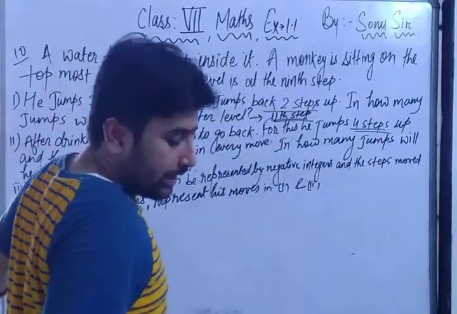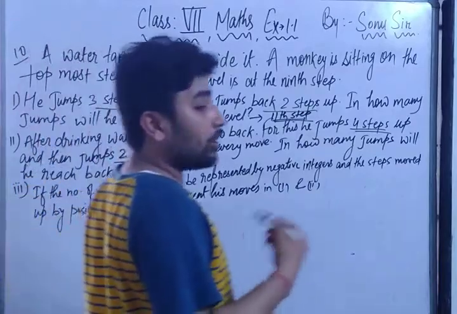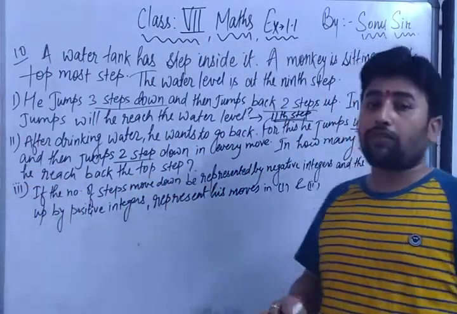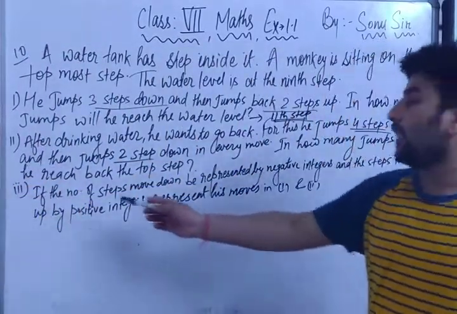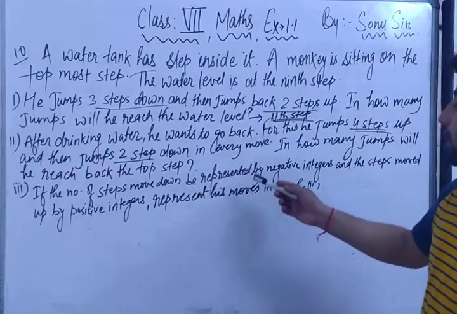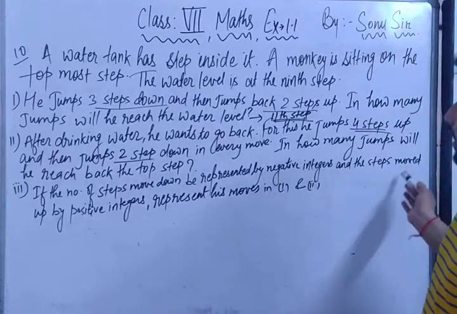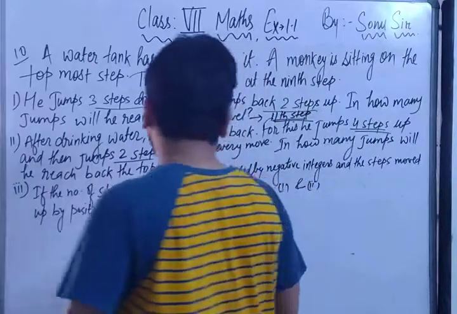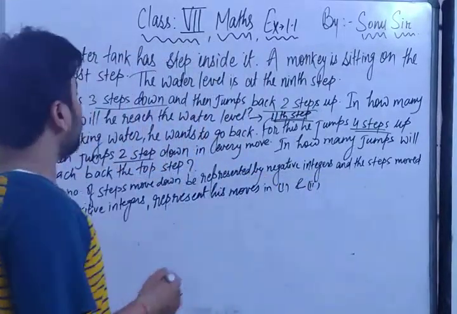Means in the first and second question, whatever we have taken as positive will become negative, and whatever we have taken as negative will become positive. The number of steps moved downward will be represented as negative, and the steps moved upward will be represented as a positive integer. Represent these moves in the first and second.